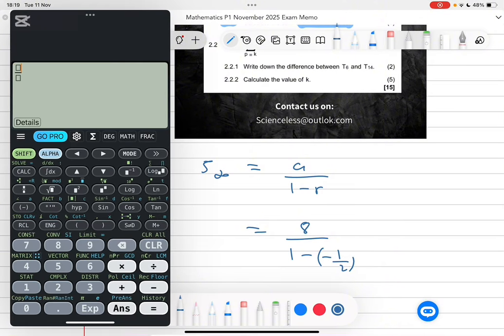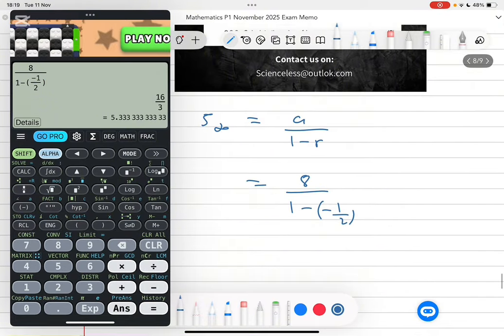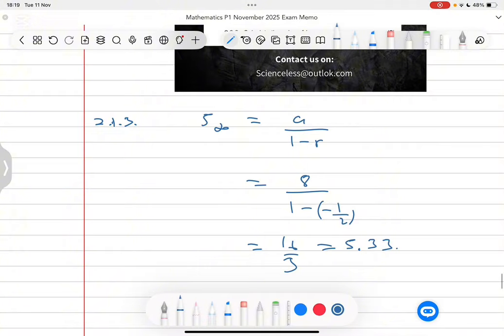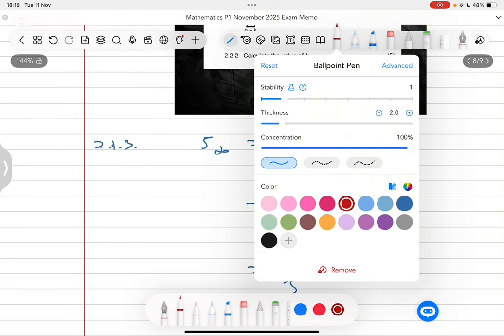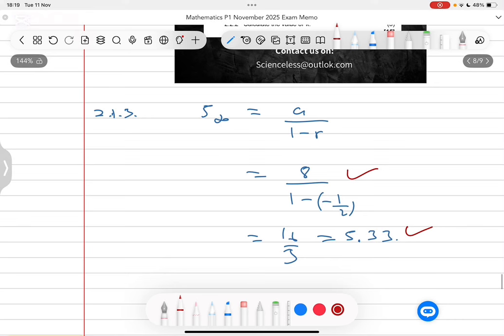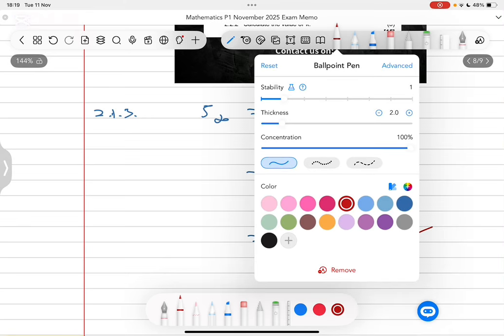And from here, this becomes an easy question to deal with because you just punch everything on the calculator to keep things simple for yourself. So that should give me an answer of 16 over 3, which is the same as 5.33. And this is really out of 2 marks. And they just mark your substitution and the final answer.